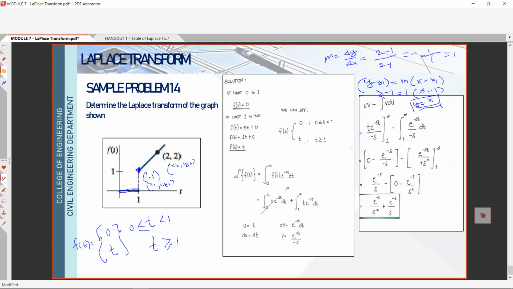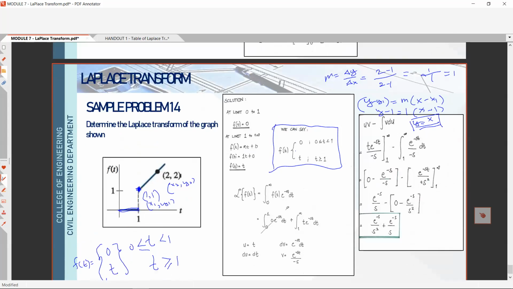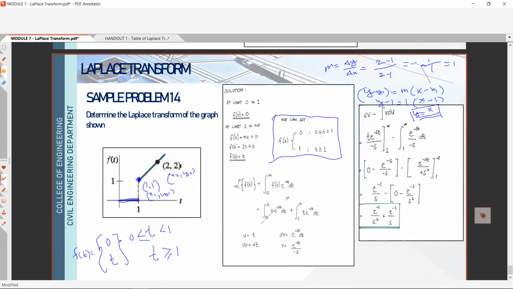Therefore, we can say this is our graph: f of t equals 0 when time is between 0 and 1, and f of t equals t when time is greater than or equal to 1. Now you can solve for the Laplace transform given the boundaries. The first boundary is from 0 to 1, and the second boundary is from 1 to infinity.